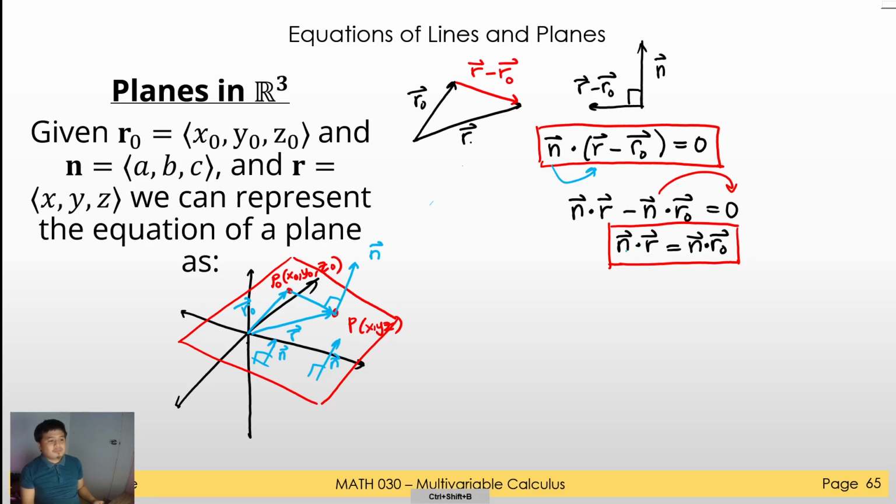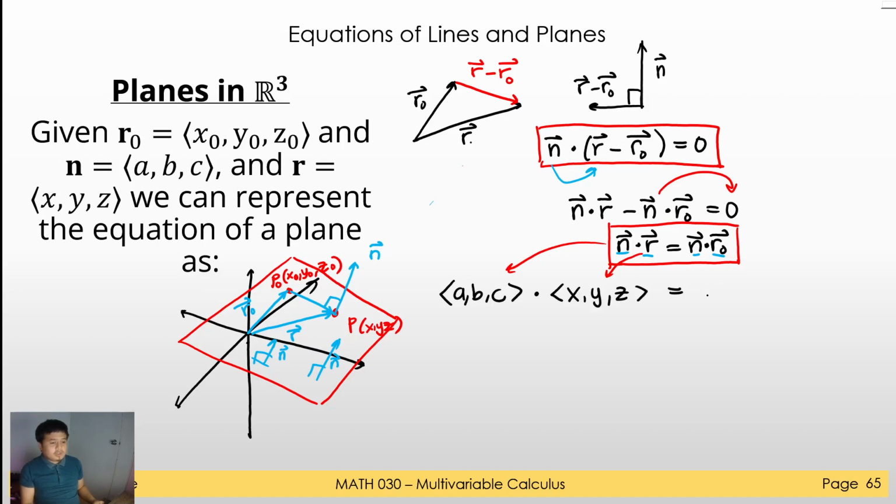And then, something more significant so that we have a real equation, not just a relationship of vectors: we can substitute n and r sub 0. We represent n as a, b, c, r sub 0 as x sub 0, y sub 0, z sub 0, and r as x, y, z. Therefore, n is equal to a, b, and c, and for r, we have x, y, and z.